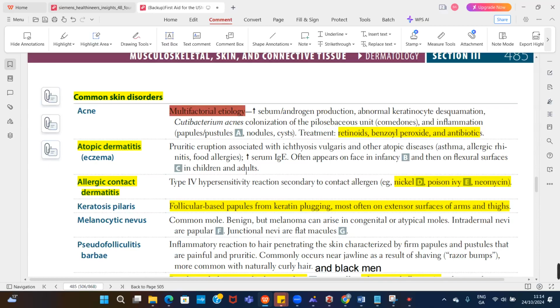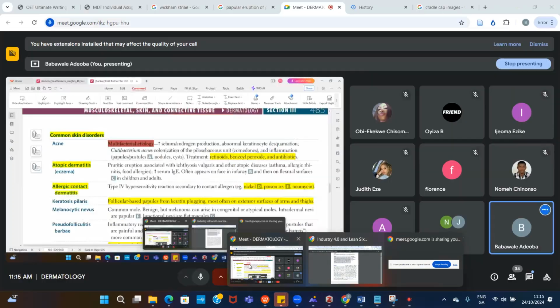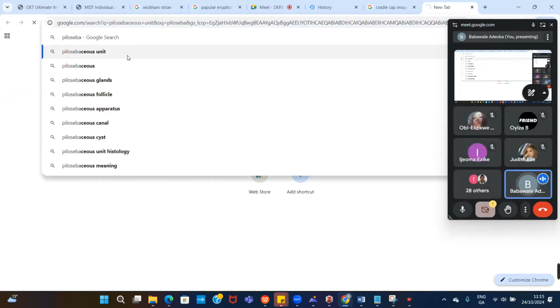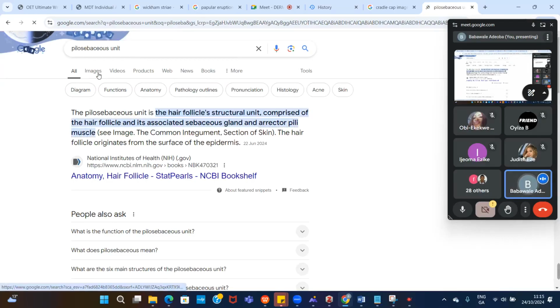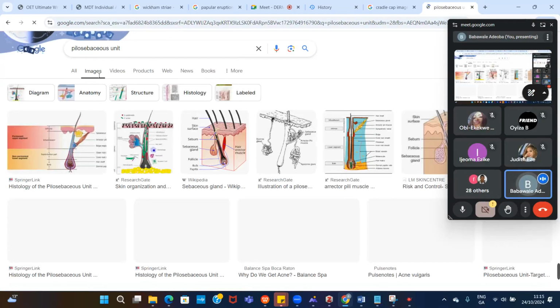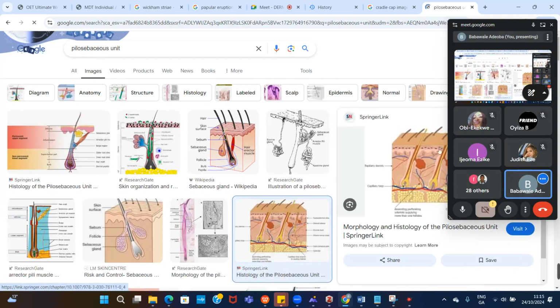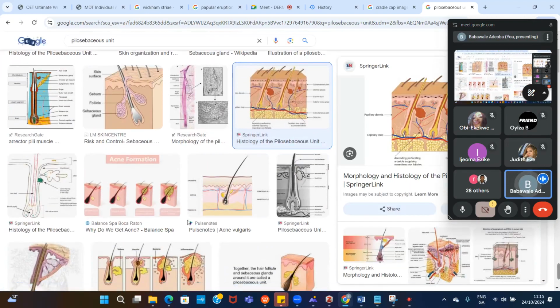And at the same time, there's also a problem with desquamation of the keratinocytes, so they don't shed out quickly. You have the keratinocytes proliferating, not shedding, and they clog the pilosebaceous unit. Once we say the pilosebaceous unit, we are talking about the hair follicles and the sebaceous glands.